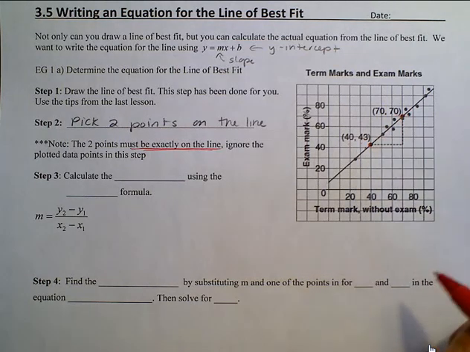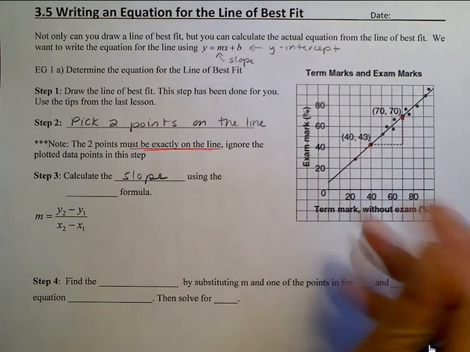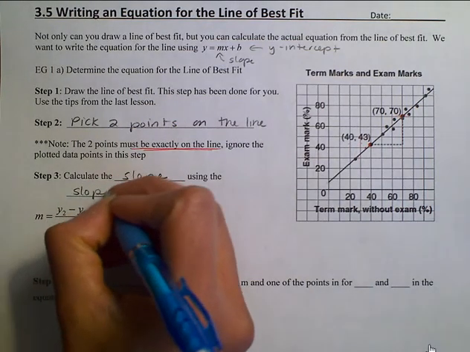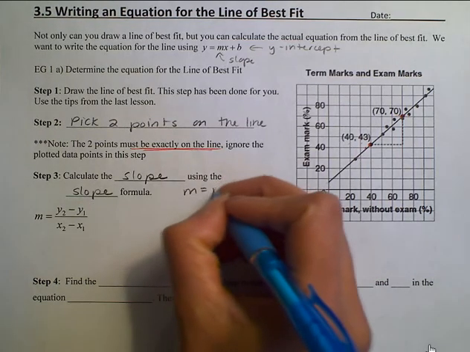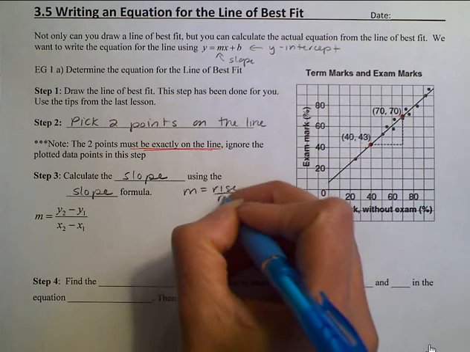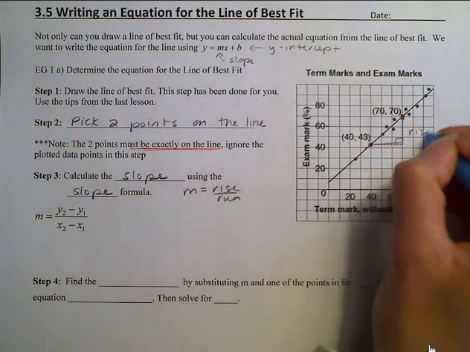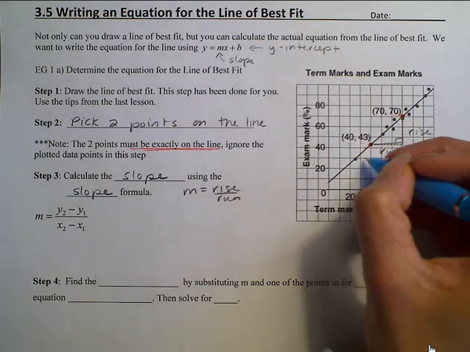The next thing that we're going to do is calculate the slope of that line of best fit using the slope formula. Now there are 2 slope formulas that you can use. You could use m is equal to rise over run. That's when you draw this right triangle and you calculate the rise and the run, and m is equal to the rise divided by the run.